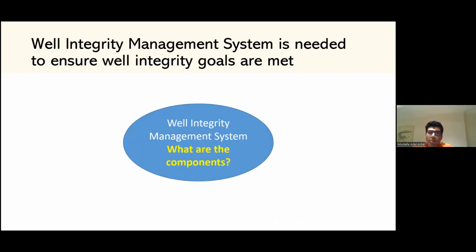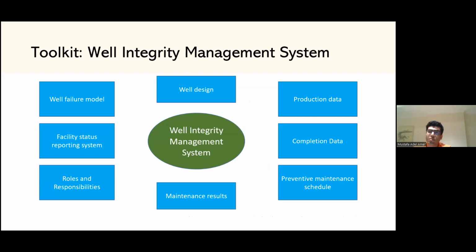A well integrity management system, to ensure its goals, needs to have some components. It needs to take into account well designs, production data, completion data, preventive maintenance scheduling, maintenance results, roles and responsibilities, and well failure model. And we will get through them.